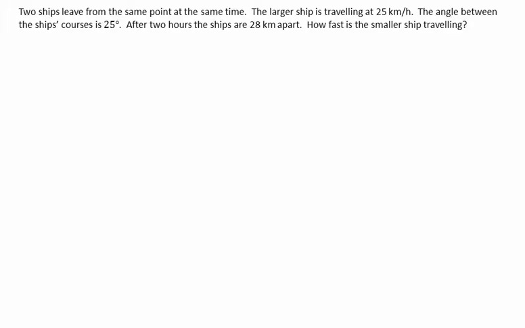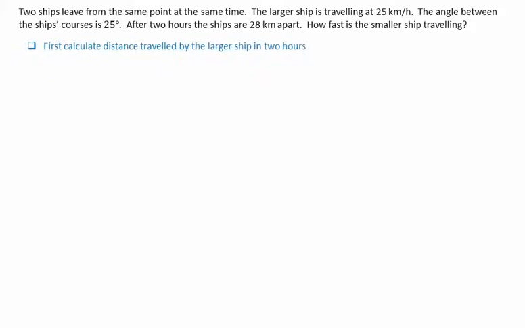Two ships leave from the same point at the same time. The larger ship is traveling at 25 kilometers per hour. The angle between the ships' courses is 25 degrees. After 2 hours, the ships are 28 kilometers apart. How fast is the smaller ship traveling?